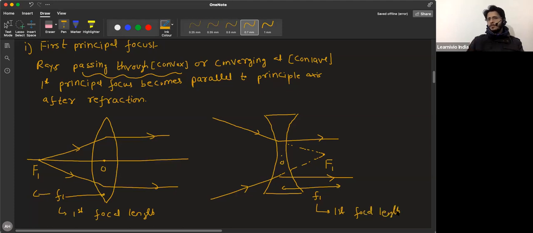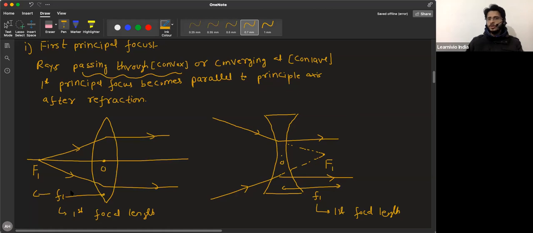We will do the sign convention for lens. For a lens, we measure all distances from the optical center. Like in the spherical refracting surface, where we were measuring all distances from the pole, here we measure all distances from the optical center, not from the pole.